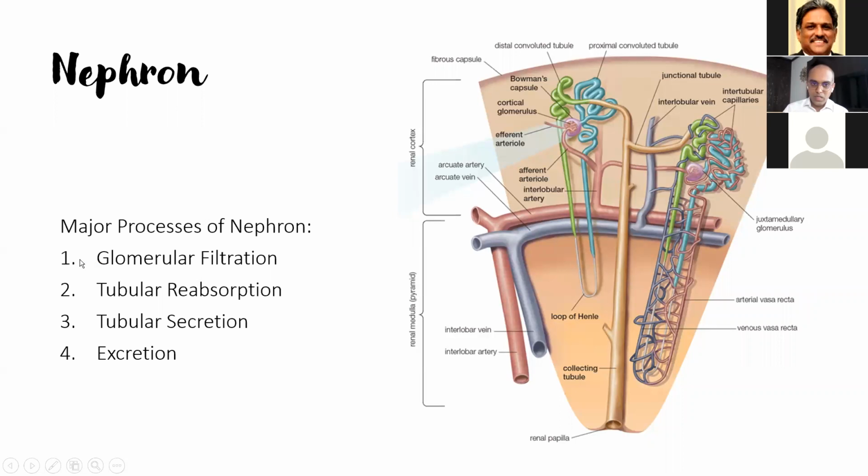So to simplify, the Bowman's capsule has the function of glomerular filtration, the proximal convoluted tubule has the function of tubular reabsorption, the distal convoluted tubule has the function of tubular secretion, and the collecting tubule has the function of excretion.